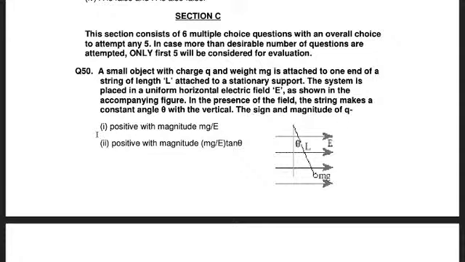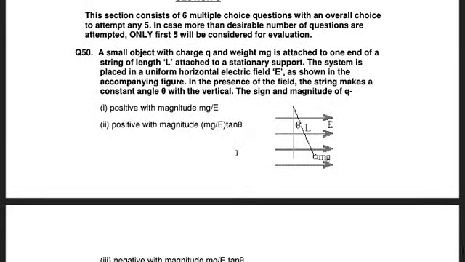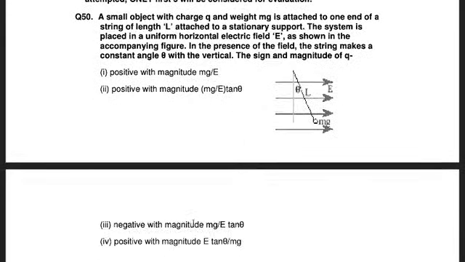Option 1, positive with the magnitude mg by E. Option 2, positive with the magnitude mg by E tan theta. Option 3, negative with the magnitude mg by E tan theta. Option 4, positive with the magnitude E tan theta by mg. Correct. The answer is 2, positive with the magnitude mg by E tan theta.